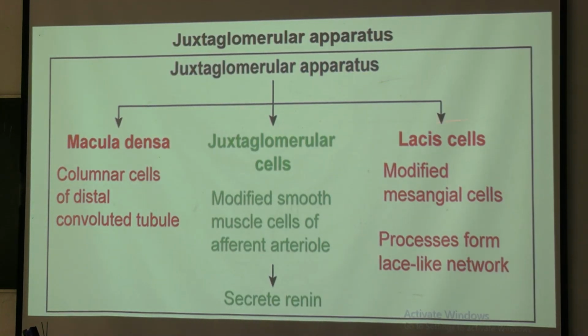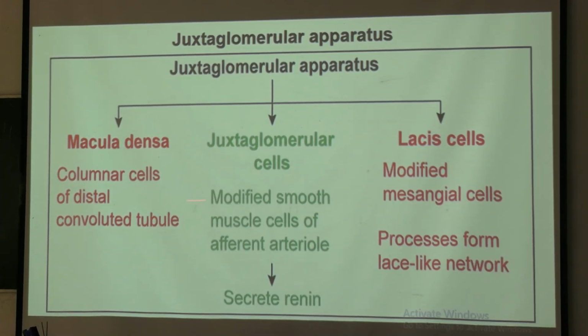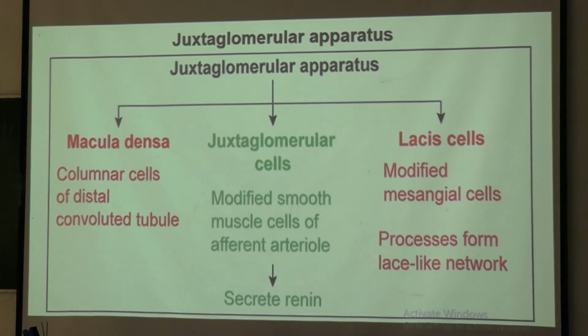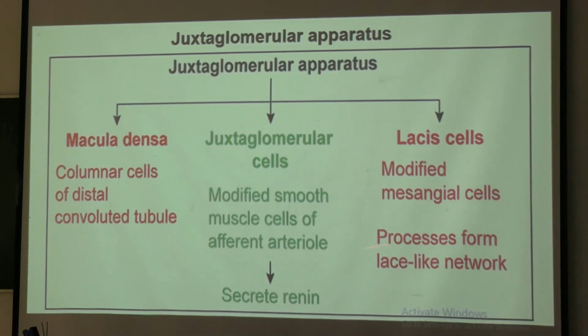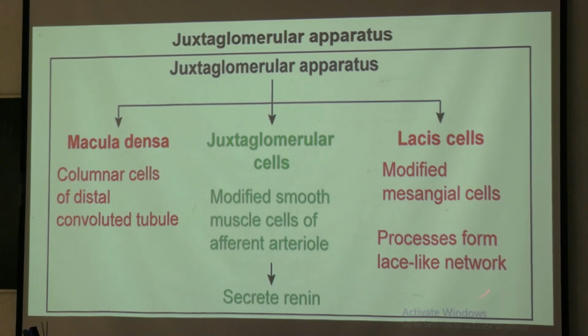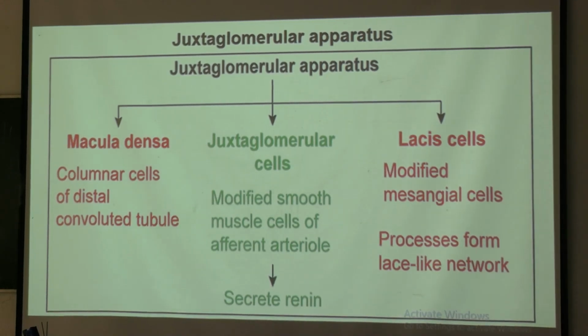So the juxtaglomerular apparatus consists of these three cells. Macula densa cells are columnar cells of the distal convoluted tubule. Juxtaglomerular cells are modified smooth muscle cells of the afferent arteriole, and they secrete renin. Okay, so juxtaglomerular cells secrete renin. And lacis cells are modified mesangial cells, and their processes form a lace-like network.